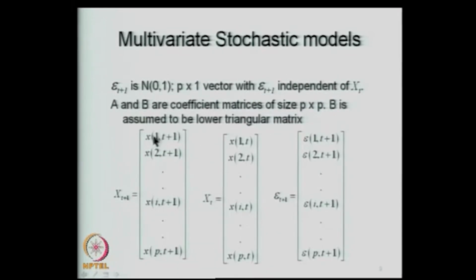So, x t plus 1 is for time period t plus 1, I am writing x 1, x 2, x 3, x i and x p. So, these are the observations at different sites here at time period t plus 1. Similarly, x t is observations at different sites at time period t. There are p sites available, and epsilon t plus 1 I will write as epsilon 1, epsilon 2, etcetera at time period t plus 1. This is p by 1, this is p by 1, this is p by 1.